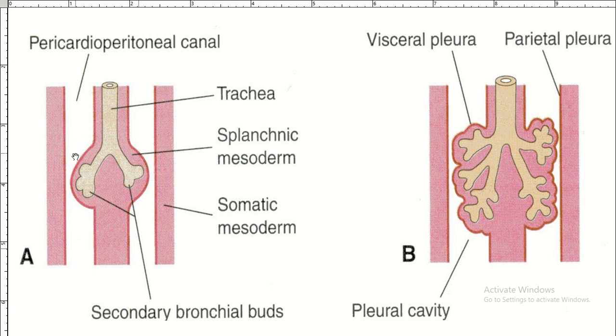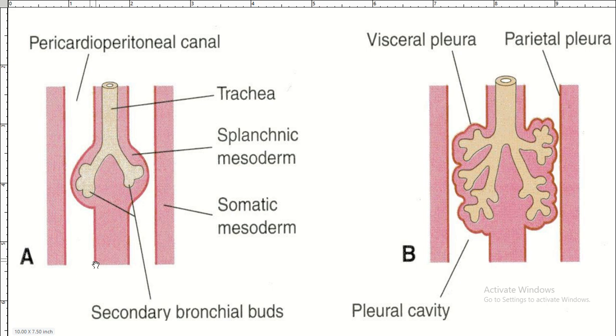So the layer of mesoderm that will be surrounding your lung as it invaginates into these pericardioperitoneal canals is going to be called the visceral pleura. The visceral pleura. And the one that will be lining the body wall is going to be called your parietal pleura. So between the parietal pleura and the visceral pleura, you're going to have your pleural cavity. And your pleural cavity is going to have pleural fluid that is going to be secreted by these serous membranes.